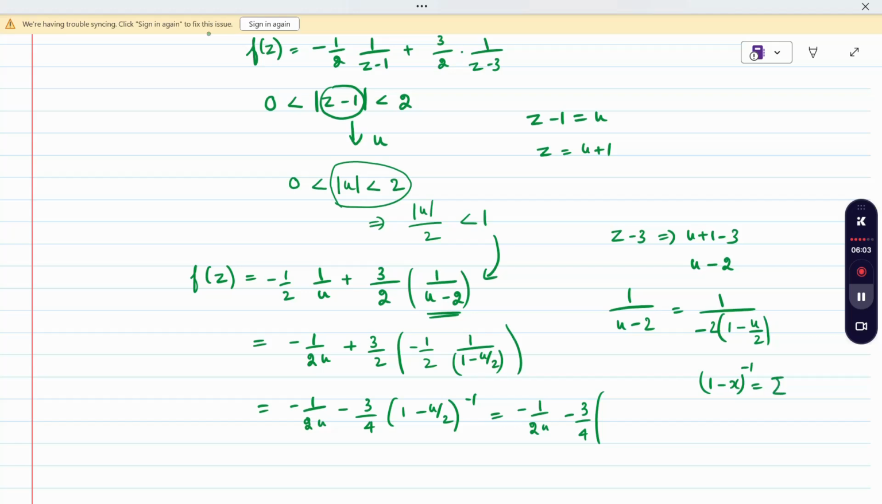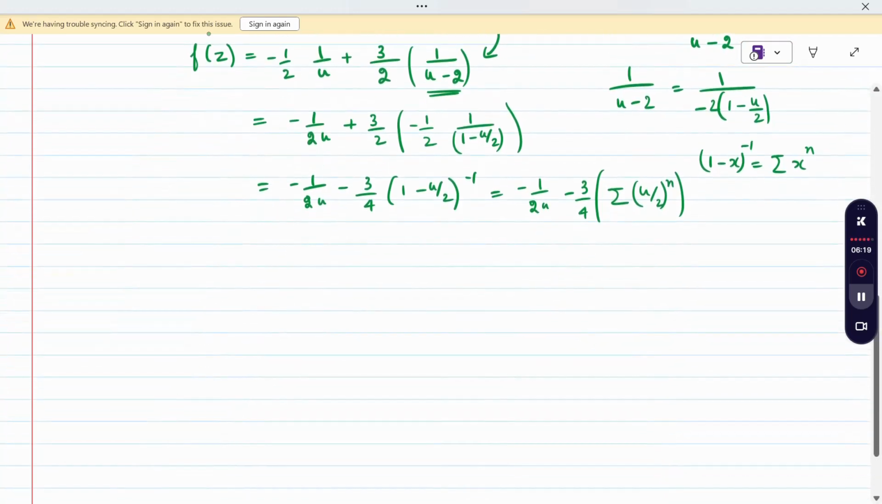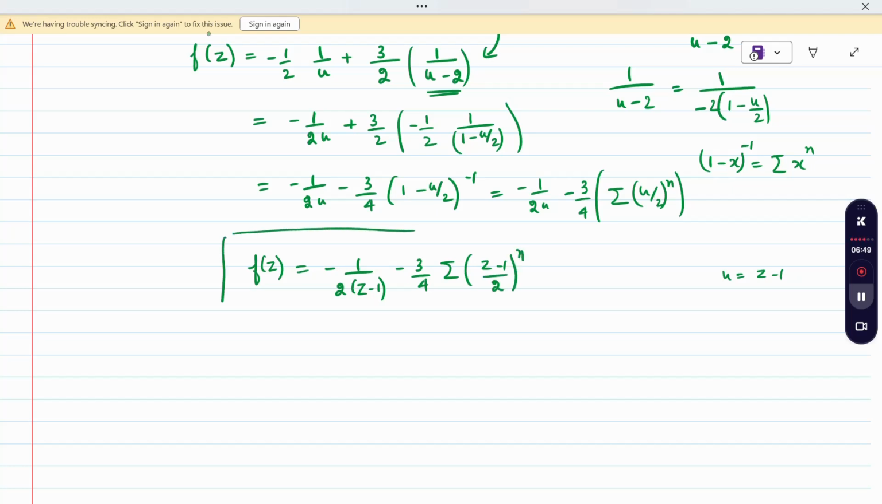So 1 minus x the whole power minus 1 is nothing but summation over x power n, that is the format. So now it is 1 minus x, so it is summation over u by 2 the whole power n. Now I have written the general format, so replace it with the original question. Instead of u we have taken z minus 1, where z is our original variable. So minus 1 by 2 into z minus 1 minus 3 by 4 into summation over z minus 1 divided by 2 the whole power n is our Laurent series expansion.